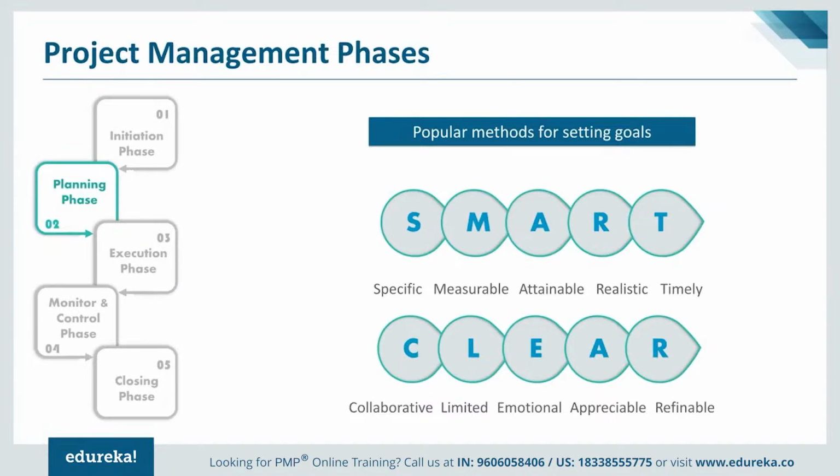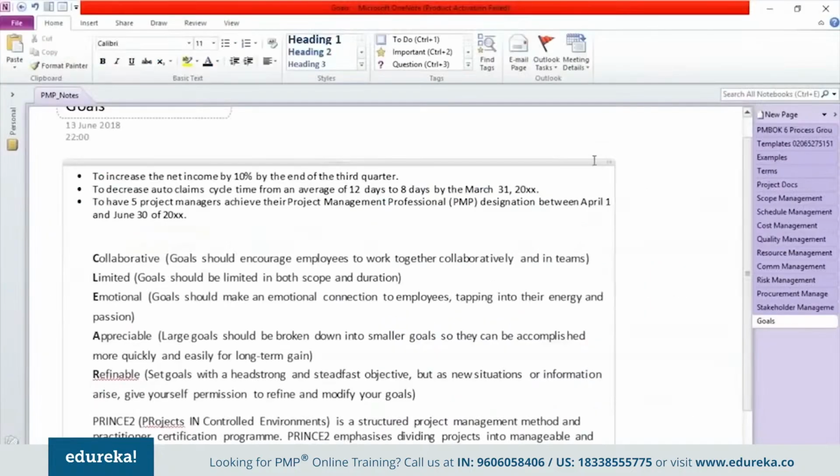Similarly, when you work on a goal, it should also be collaborative. It shouldn't happen that there is a goal, but people can't really relate to it. We should be able to get everybody, all the team, along. Limited, emotional, appreciable, refinable. Let's take a couple of examples so that we'll be able to relate to this.